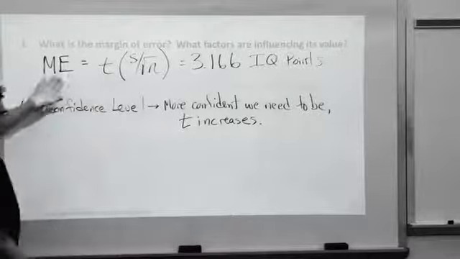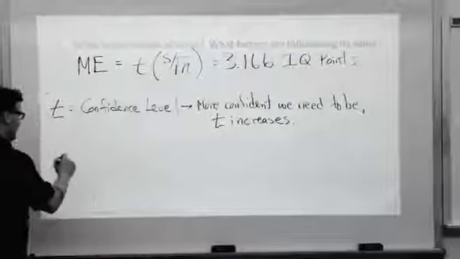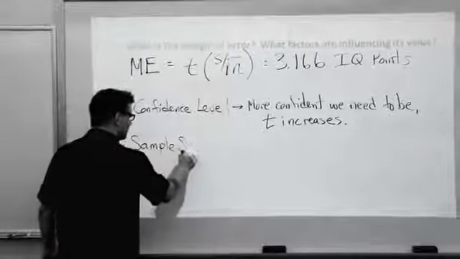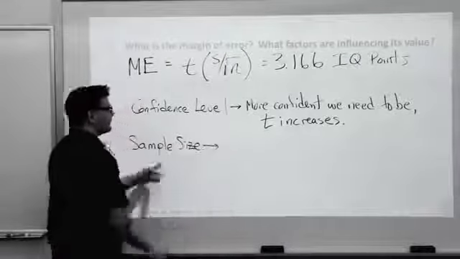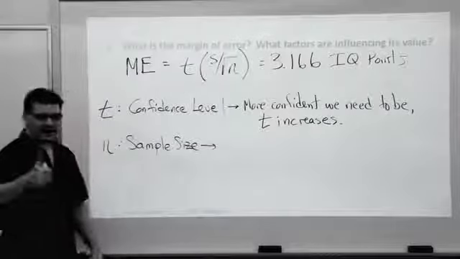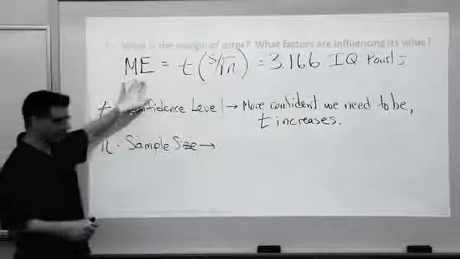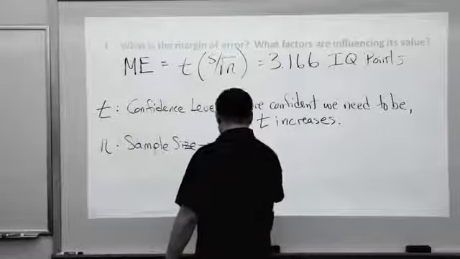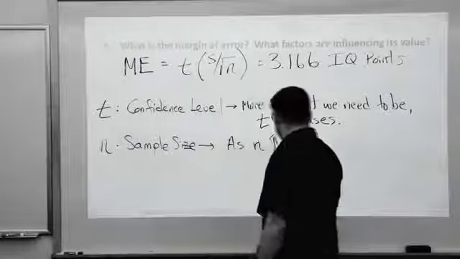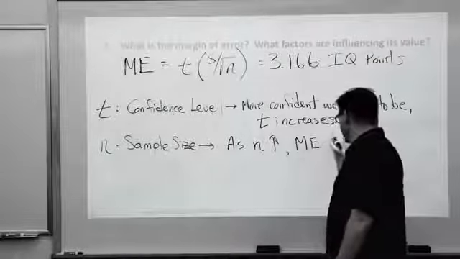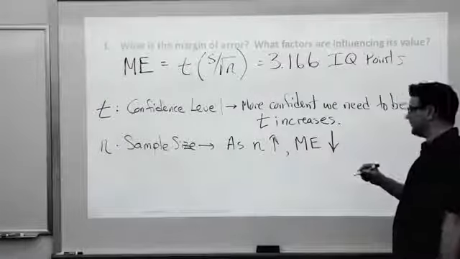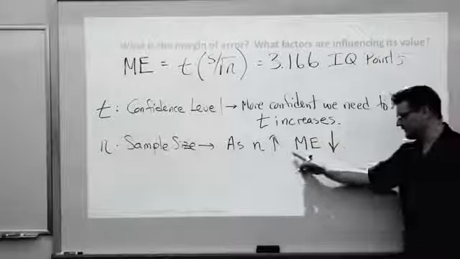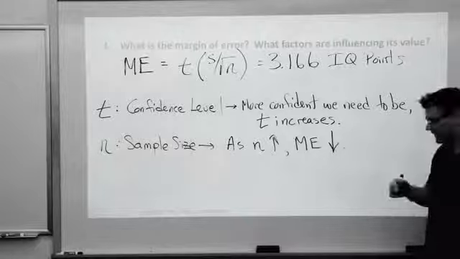What else is affecting margin of error? Well, let's do sample size next. So clearly sample size. It is in the denominator. So the bigger sample size gets, the smaller margin of error gets. And so all these ideas hold from the earlier lessons. Sample size. As n increases, margin of error decreases. Right? More data means a more accurate interval is going to tighten up.